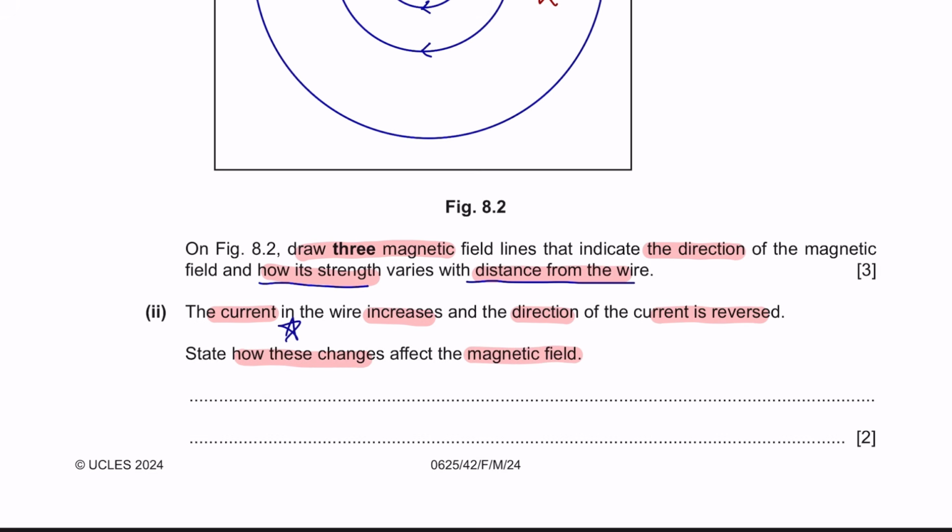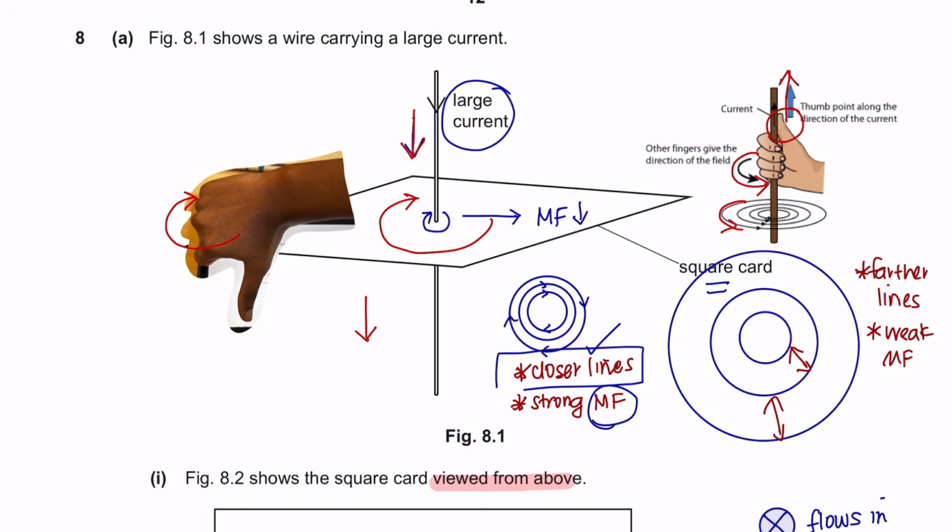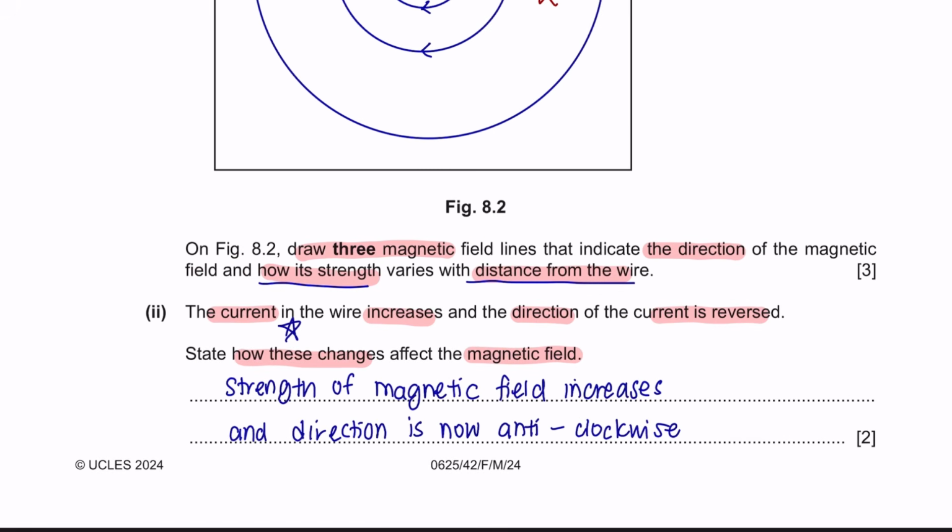If I increase the current as mentioned, my magnetic field will also increase, meaning that the magnetic field lines will now be closer to each other. And as for the direction, if I change the current direction moving upwards, then now my thumb will be pointing upwards like this, and my curvature grip will be in anti-clockwise direction. So the magnetic field line will go in the opposite direction. So those are the changes that would affect the magnetic field.